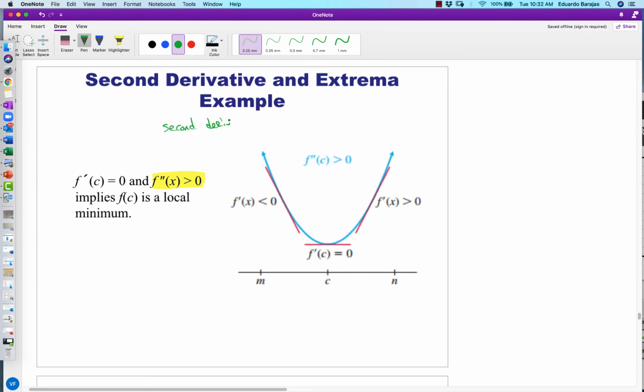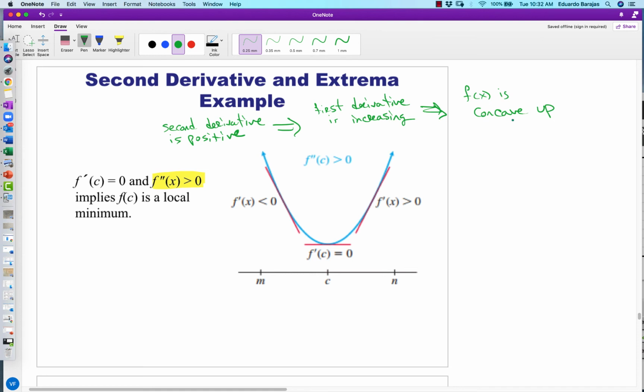Second derivative is positive. So we know that when the second derivative is positive, it means that the underlying first derivative is increasing. First derivative is increasing. And we know that when the first derivative is increasing, it means that the underlying function is concave up. f of x is concave up, right? So second derivative is positive, first derivative is increasing.